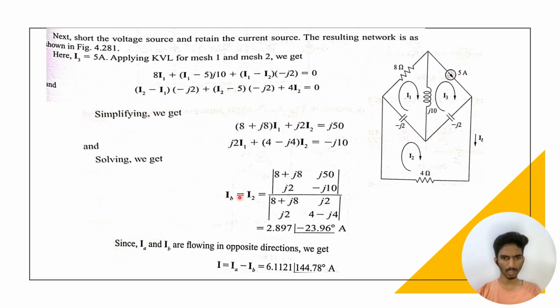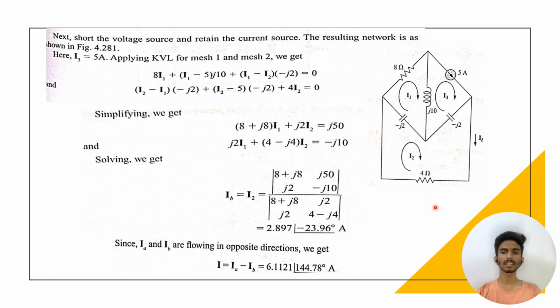After this, we have the formula to calculate these equations containing imaginary terms. By substituting into that formula, we get Ib, and taking the determinant, substituting the values here, 8 plus j8 and j50 and j2 minus j10, and in the denominator 8 plus j8, j2 and j2, and 4 minus j4. After simplifying this, we will get the answer in this form.